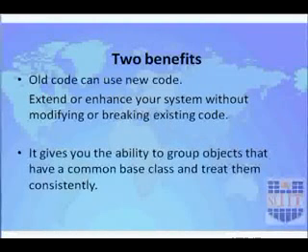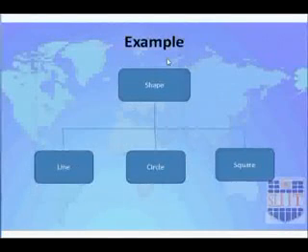This is arguably the biggest benefit of object-oriented programming because it allows you to extend or enhance your system without modifying or breaking existing code. Secondly, it gives you the ability to group objects that have a common base class and treat them consistently. As an example, if we have three different object types like line, circle, and square, we can treat them all as shape objects because they are all derived from the shape base class.